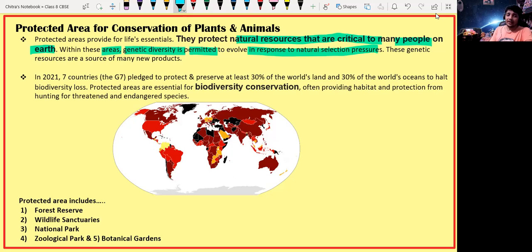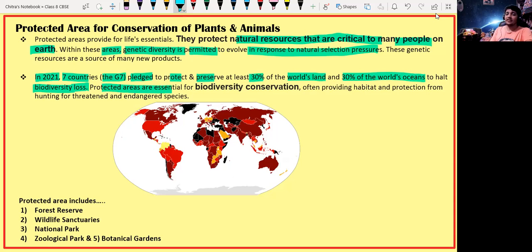In 2021, 7 countries, also known as the G7, pledged to protect and preserve at least 30% of the world's land and 30% of the world's ocean area, to provide habitat for the biodiversity which is going to be lost in future. So 30% of the land area and 30% of the ocean area is being conserved for them.